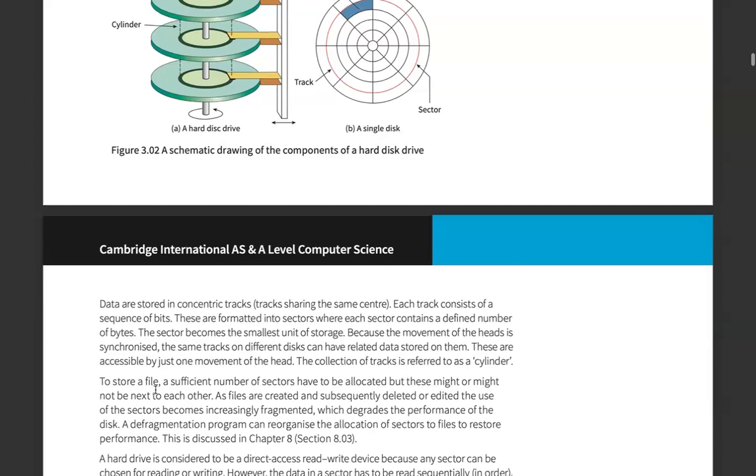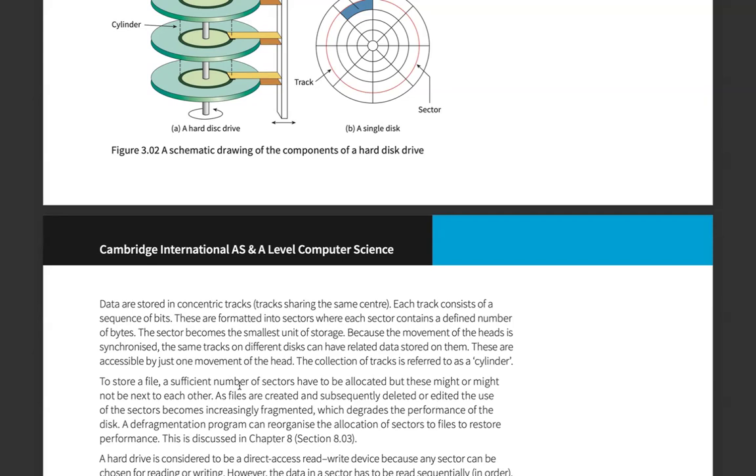So to store a file, if we wanted to store a file, a sufficient number of sectors have to be allocated, but these might or might not be next to each other. Most of the time they are together, but sometimes they may not be. As files are created and subsequently deleted or edited, the use of the sectors becomes increasingly fragmented, which degrades the performance of the disk. This is a reason for reduced hard disk drive performance.